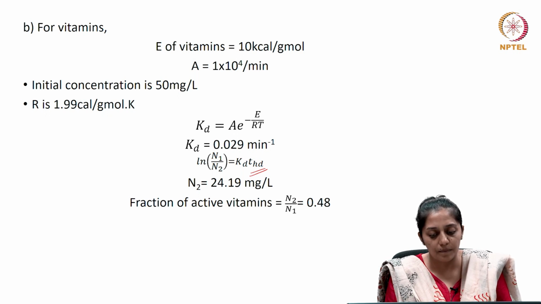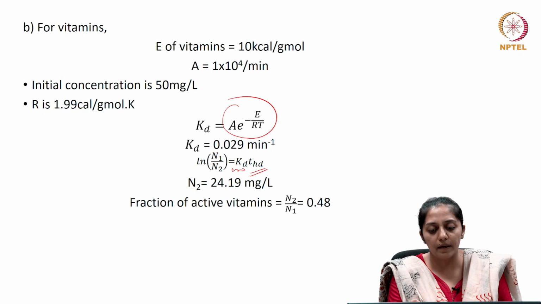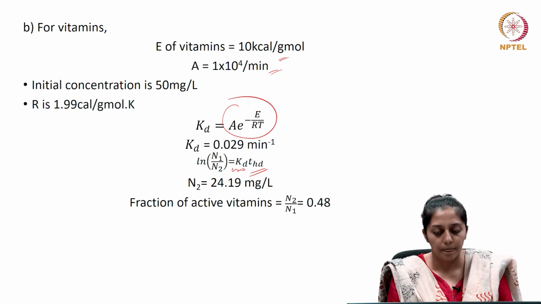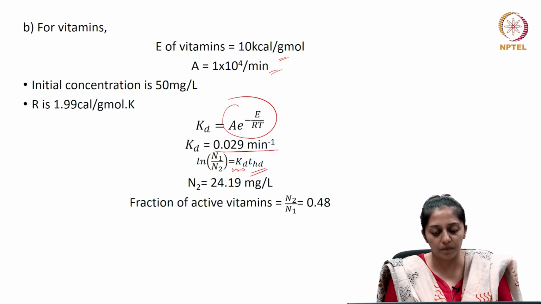So we can determine the value of the degradation constant. To obtain the value of the degradation constant, we will use the Arrhenius equation, where the deactivation energy and the Arrhenius constant value are given, and it was calculated as 0.029 minute inverse.